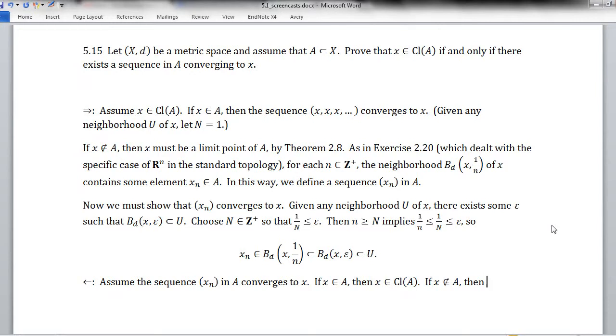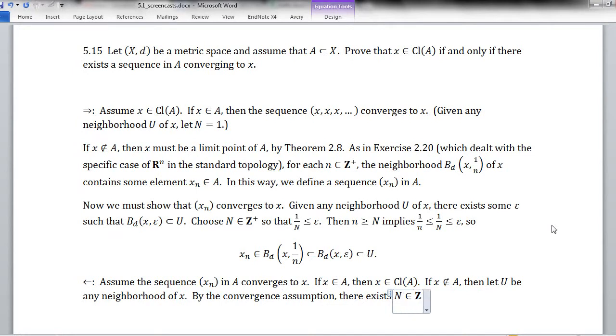Well, then I want to prove that x is a limit point of A. So for that, we want to take any neighborhood U of our point x, and by the convergence assumption, there exists capital N in the positive integers such that, in particular, x_N is contained in U. It's also true for any little n greater than or equal to capital N, but one of them is enough.